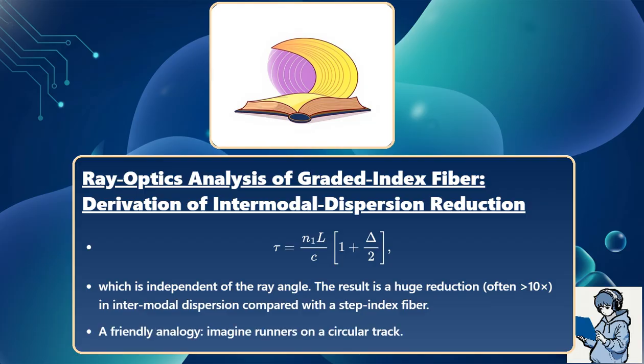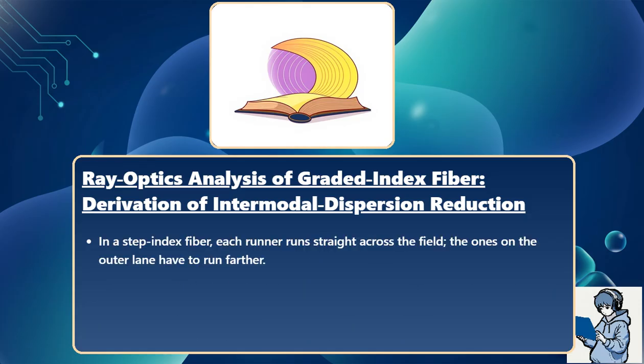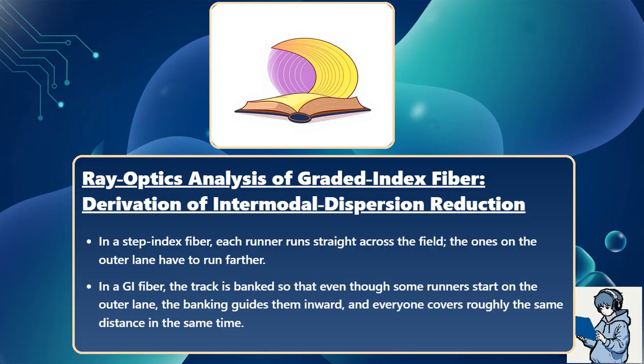A friendly analogy: imagine runners on a circular track. In a step index fiber, each runner runs straight across the field. The ones on the outer lane have to run farther. In a GI fiber, the track is banked so that even though some runners start on the outer lane, the banking guides them inward, and everyone covers roughly the same distance in the same time.